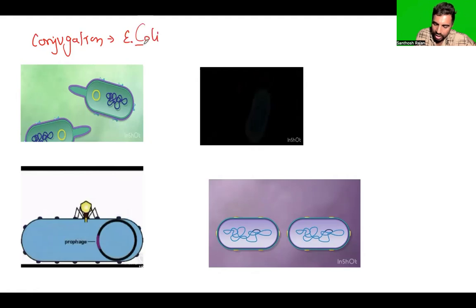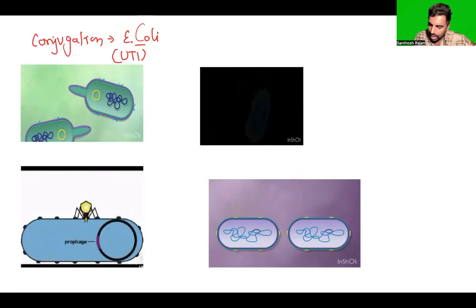So let's now write a little bit and revise it quickly. You know this one, the first image we call conjugation, because of the conjugation tube. The characteristic example is E. coli. For UTI, it has a very, very important role. Conjugation, E. coli, very important.